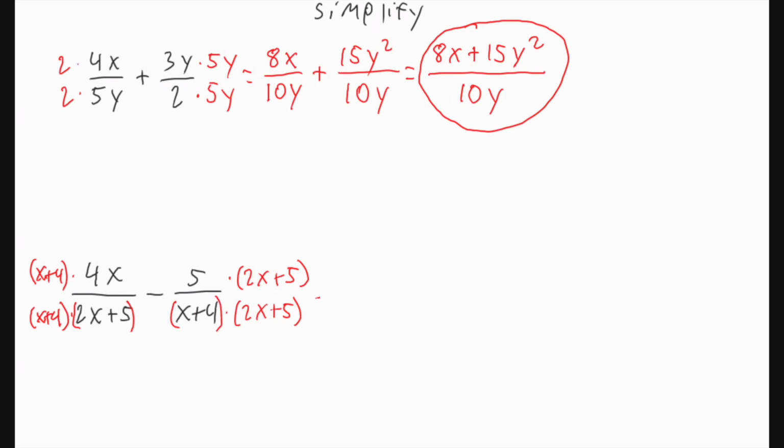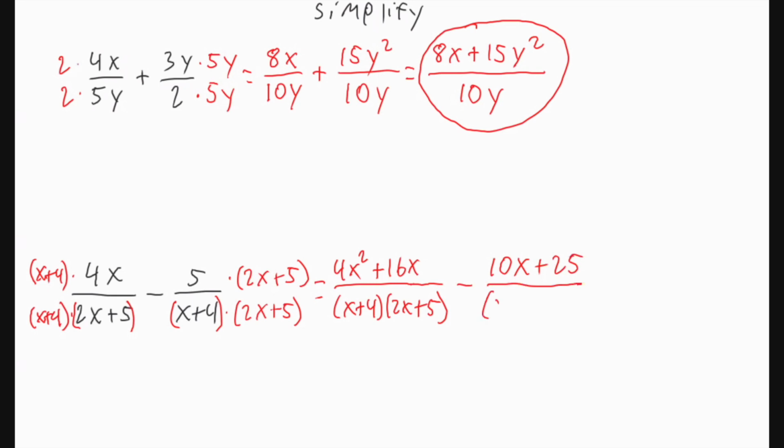So 4x times x plus 4, that'll give us 4x squared plus 16x over x plus 4 times 2x plus 5. And then minus 10x plus 25 all over x plus 4 times 2x plus 5.